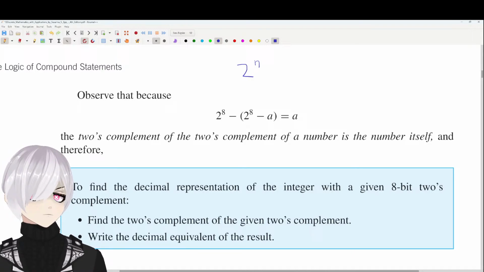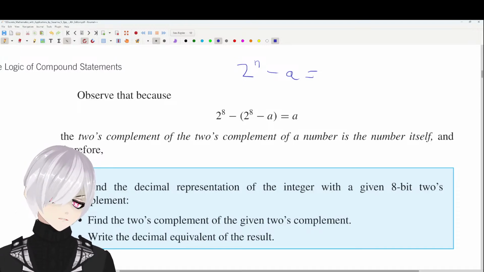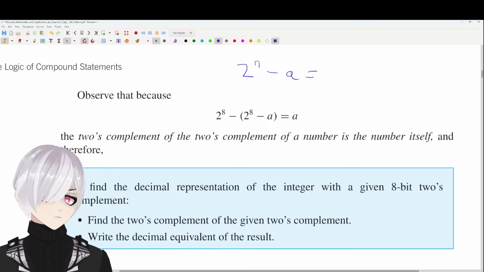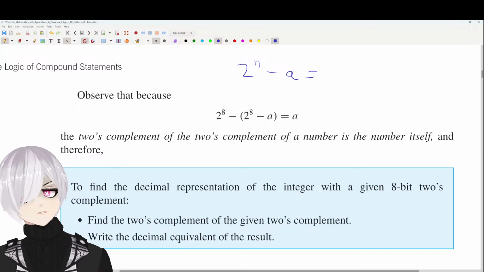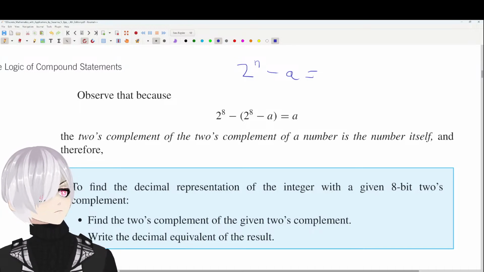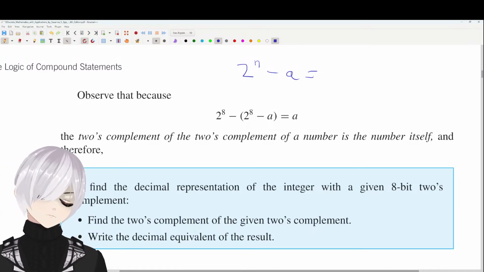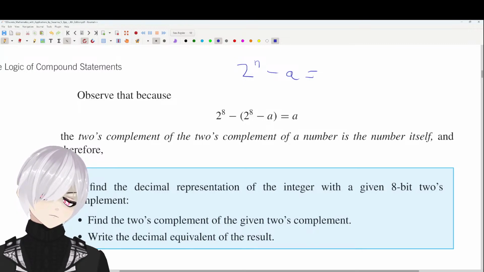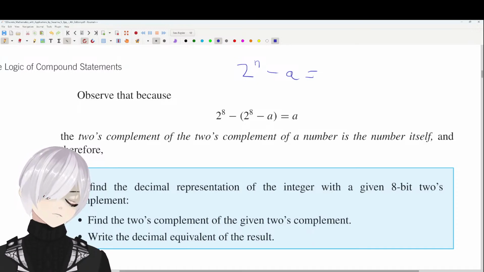Whenever you say the 2's complement of a number, isn't the 2's complement a function with two inputs, like the bit length as well as the number? Yeah, it is. So here they're assuming that the bit length is 8. But you're right that in general, they need to specify what the bit length is as well as what the number is. Interesting.